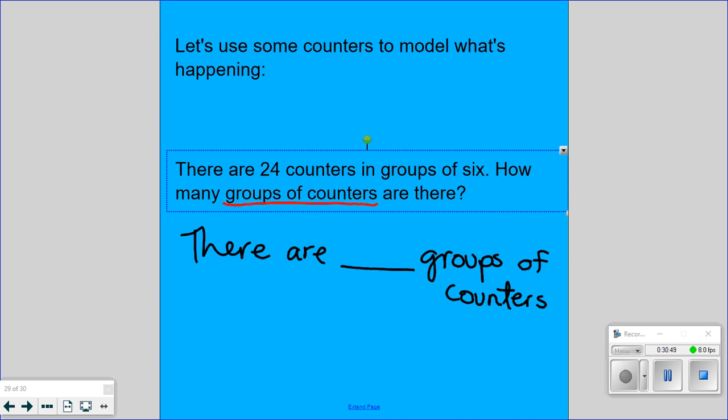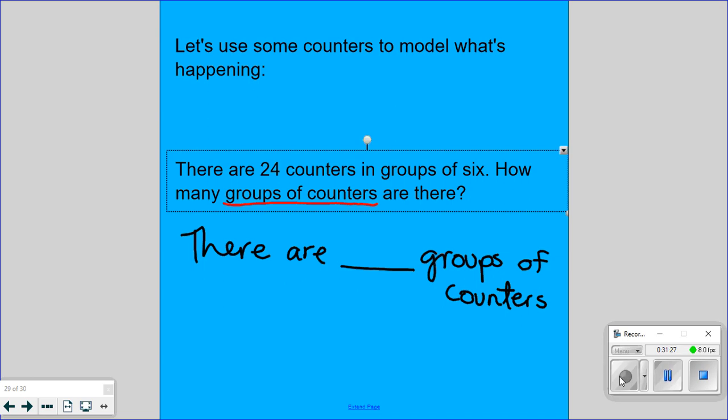How many counters should I pull out to solve this? How many should I get ready? Mackenzie? 24. Why 24 and not 6? I see the number 6 up there. Why didn't I use 6? Because we're putting 24 into groups. Yeah, the 24 is the 24 things. Go ahead and count out 24. Some of my far groups, I don't know if they're going to have 24. We'll have to make that work. Go ahead and pull out 24 counters.